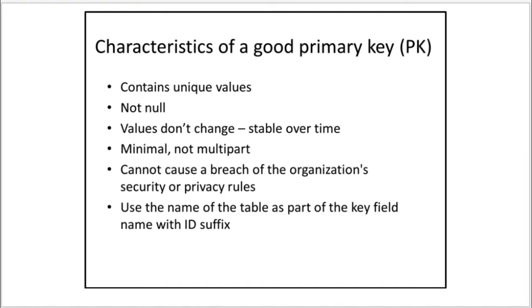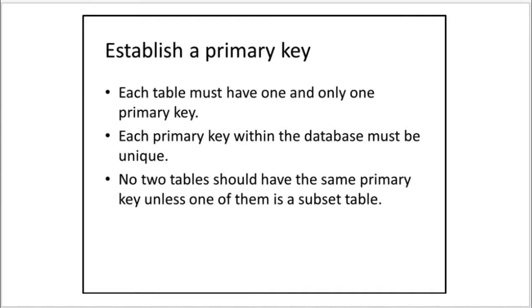Here are some rules for establishing a primary key. Each table must have one and only one primary key. It does not necessarily mean that a key must be one field. It could be multiple fields. We're going to talk about that in a moment. Each primary key within the database must be unique. That means the name of the primary key is unique, but the value could be the same.